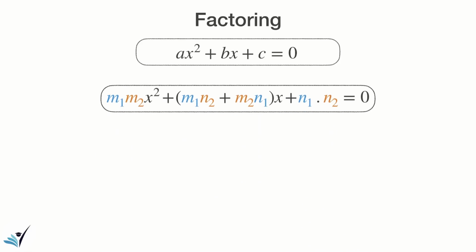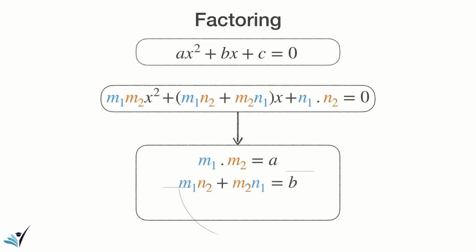If we compare this new expression with the original quadratic equation, we get m1 times m2 is equal to a. The second term, m1 times n2 plus m2 times n1, is equal to b, and finally the third term, n1 times n2, is equal to c. So as I mentioned earlier, in the general form of the quadratic equation, to be able to transform the original equation into a factored form, we need to find four unknowns, and we can use these three equations that we obtained here to find those four unknowns.